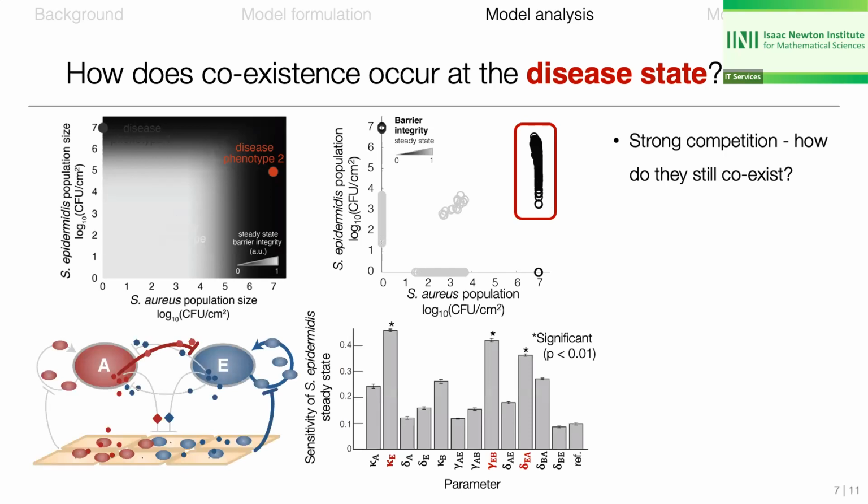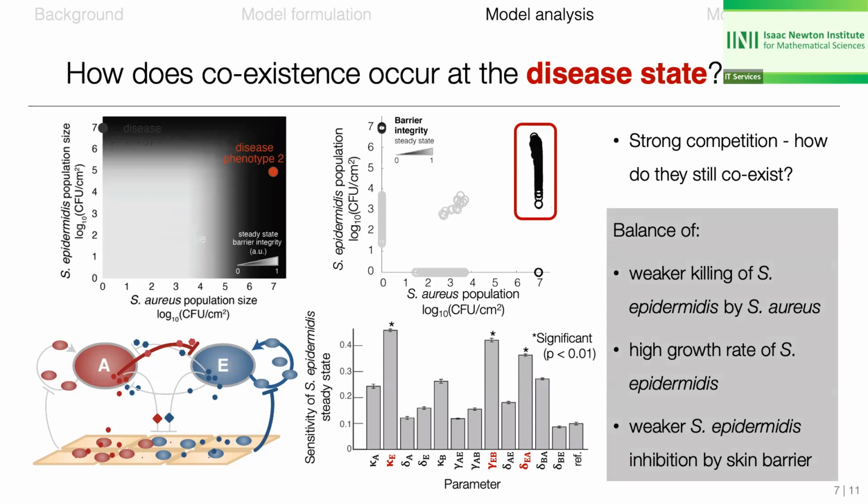We essentially found that there were three main parameters that were important in maintaining this coexistence between S. aureus and S. epidermidis. That's the strength of killing of S. epidermidis by S. aureus, which has to be relatively weak compared to our nominal parameter value. The growth rate of S. epidermidis has to be relatively high, whereas the strength of the inhibition by the skin barrier needs to be relatively low. So it comes from a balance of these three things.